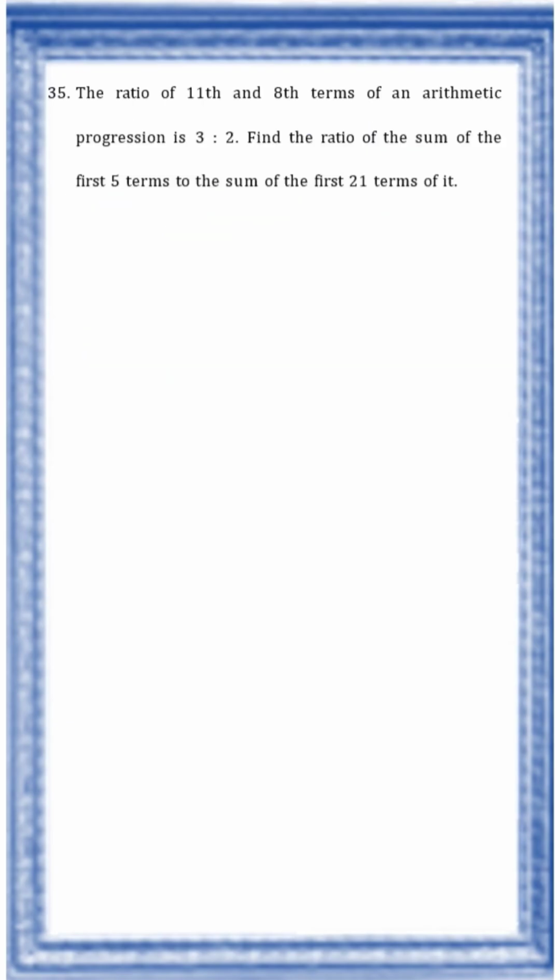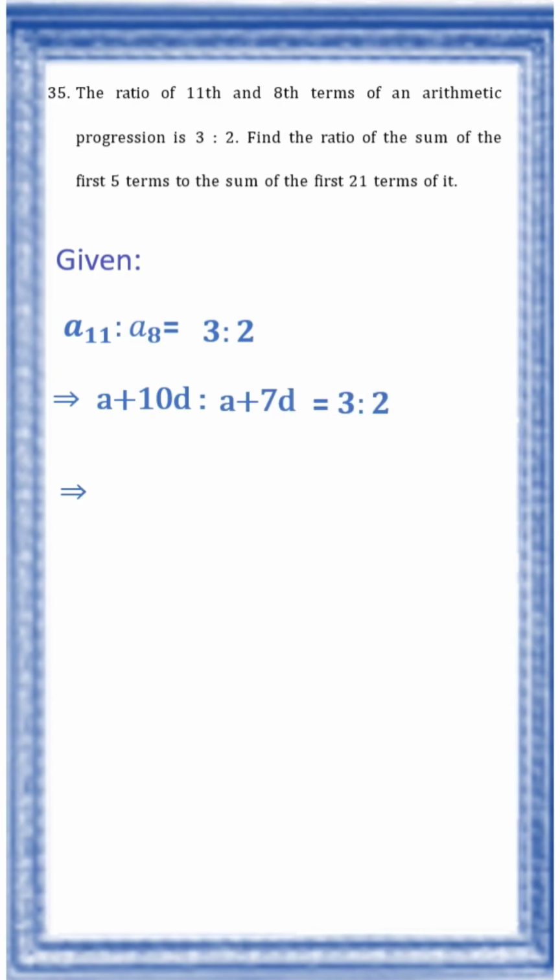The ratio of 11th and 8th terms of an arithmetic progression is 3:2. Find the ratio of the sum of the first 5 terms to the sum of first 21 terms of it. Now we are given that A11 is to A8 is 3:2. A11 means A plus 10D. A8 means A plus 7D is equal to 3:2. Now we can write it as A plus 10D upon A plus 7D is equal to 3 upon 2. Now cross multiply.